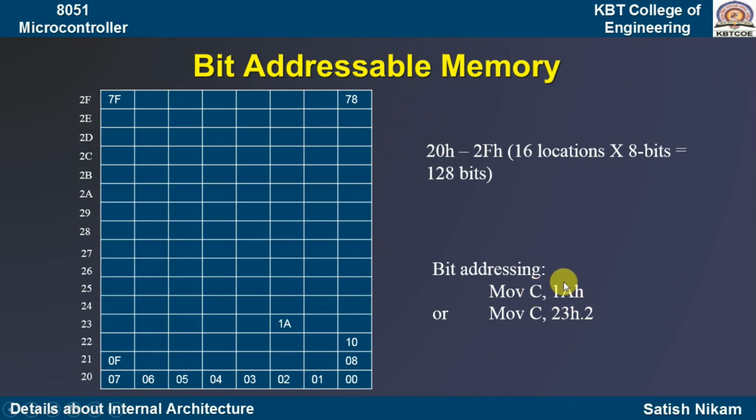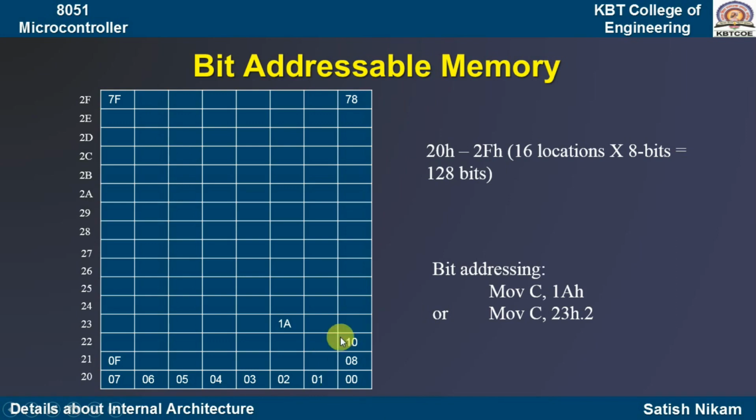From this particular cell, what is the address of that cell? It is 1A. From the cell 1A, you are going to pick up the content and you are going to put it into the carry flag. This is the meaning of this particular instruction, the first instruction. So, this way we can represent, as we know, the addresses of every cell.